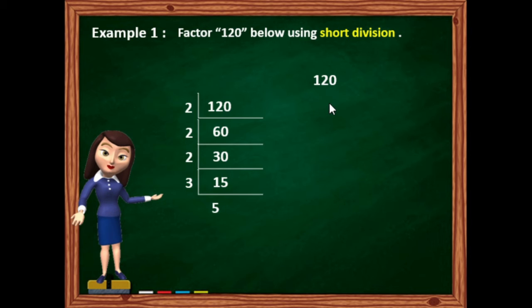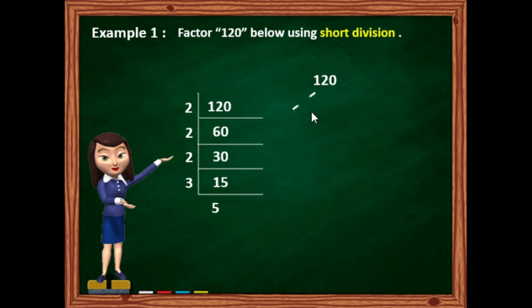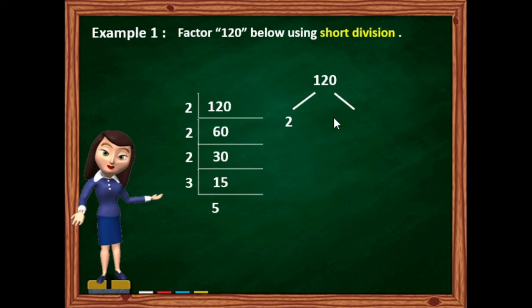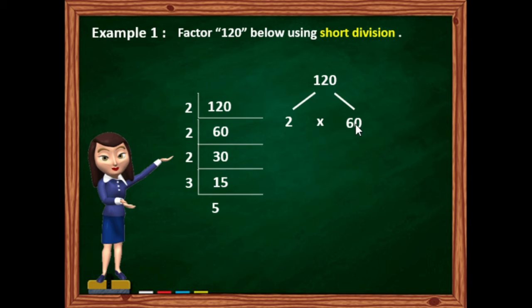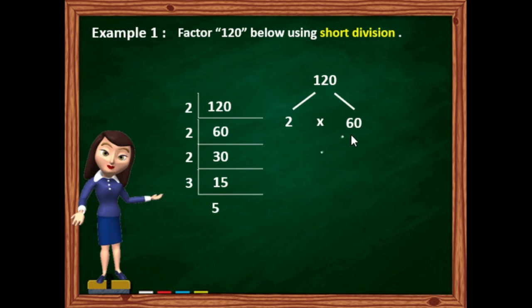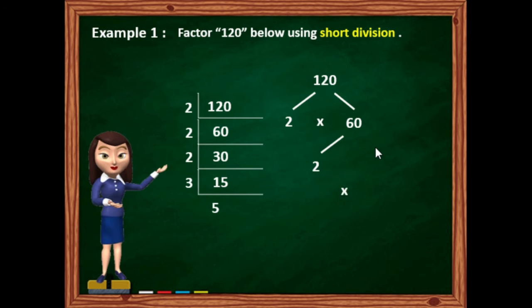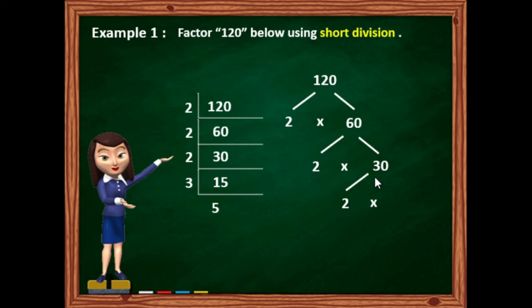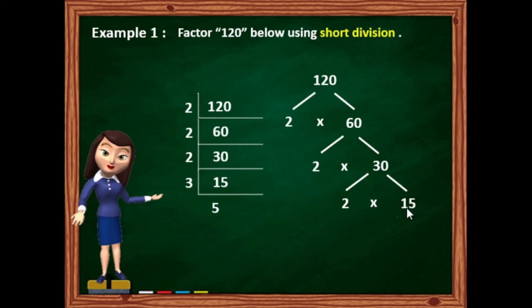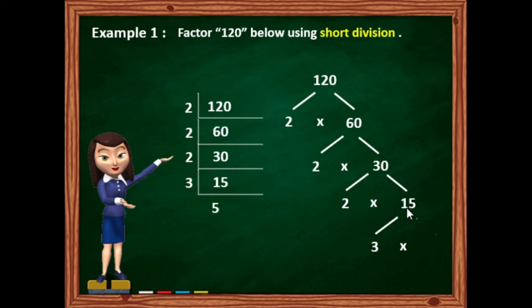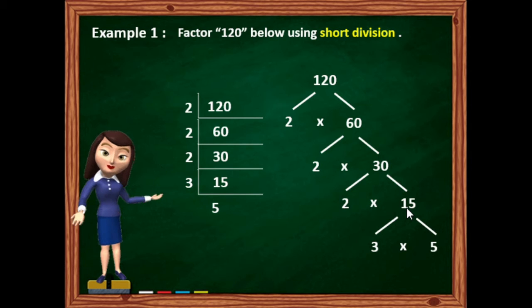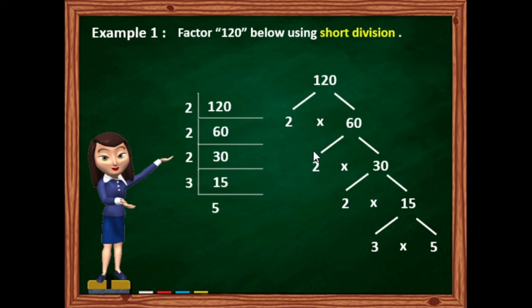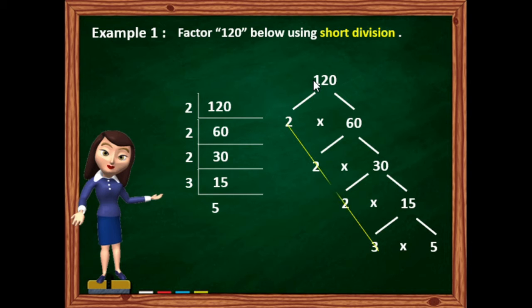Now, looking at this figure, we can say 120 is 2 times 60. And then 60 is 2 times 30. 30 is 2 times 15. And 15 is 3 times 5. This is showing the factor tree method and this is showing division, right?